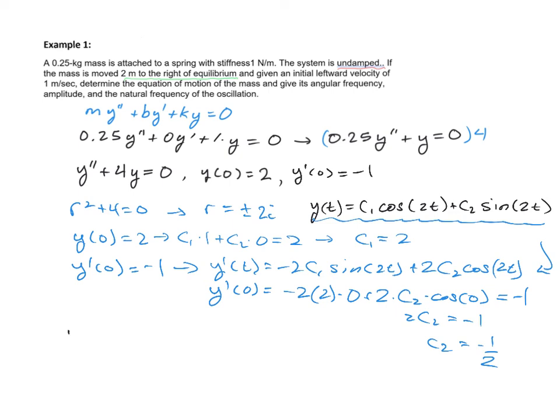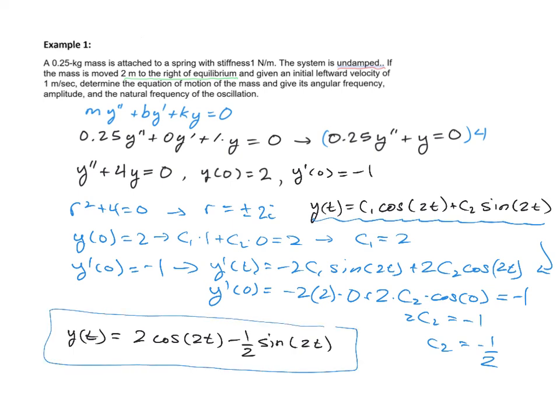So our solution is y of t is equal to 2 cosine of 2t minus 1 half the sine of 2t. And then for the next part of this problem, we're going to go in and take the solution and write it in a simplified form and then answer the rest of the questions in the problem.